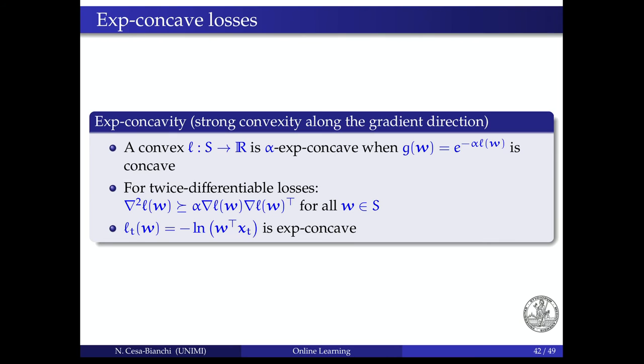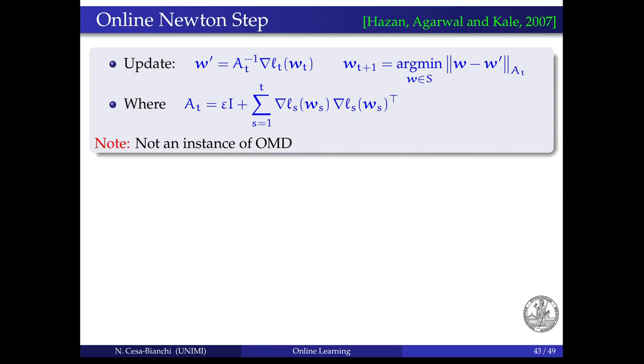For instance, logistic loss and this kind of losses which you use in portfolio analysis are examples of exconcave losses. Even for exconcave losses, you can get a logarithmic regret. So you get a fast rate. As you are getting a fast rate for strongly convex losses with online gradient descent, now you can get a logarithmic rate even for the larger class of exconcave losses.